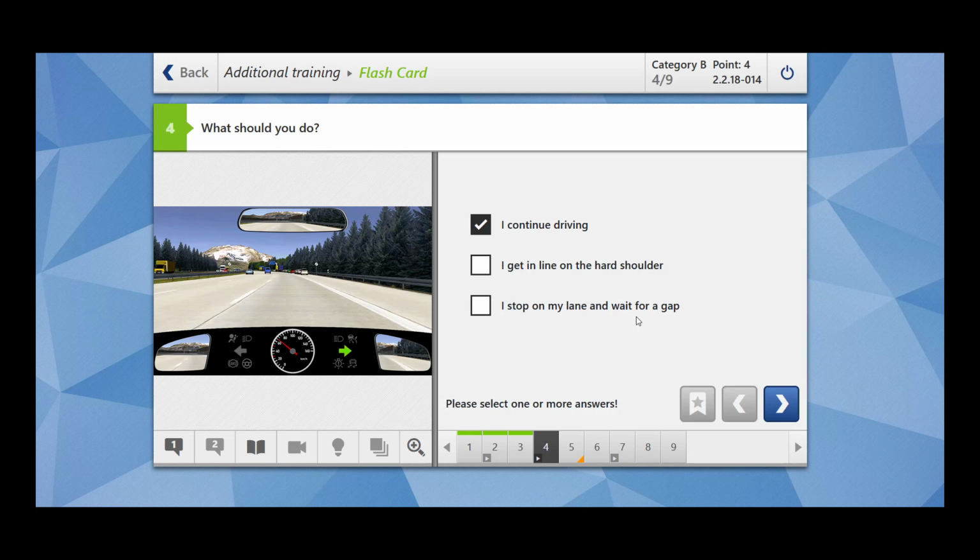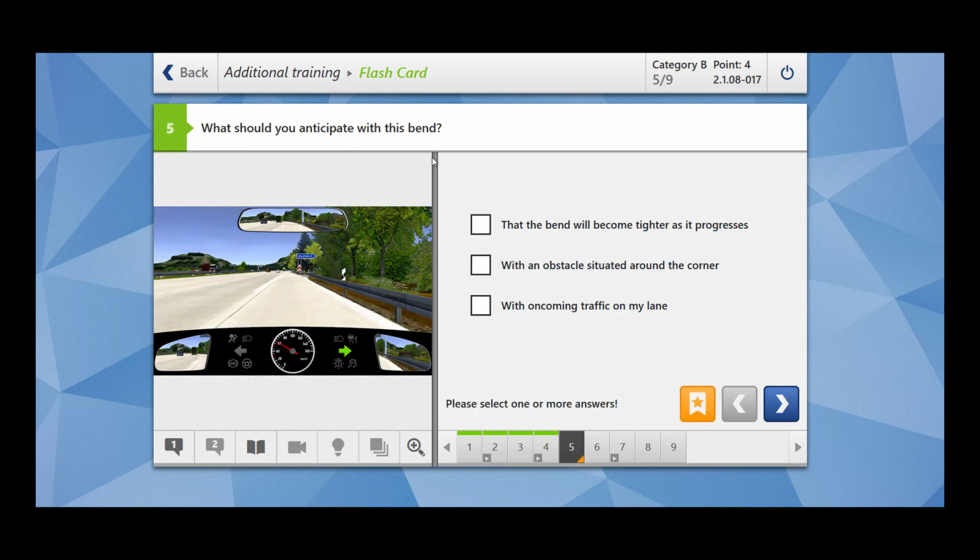It could be very dangerous. It could lead to an accident. The only option is, if because of the vehicles lining up on the hard shoulder you are unable to exit, you have to continue driving, and whenever you get the chance, you may exit the autobahn. Let's check our answer. Our answer is correct. What should you anticipate with this bend?